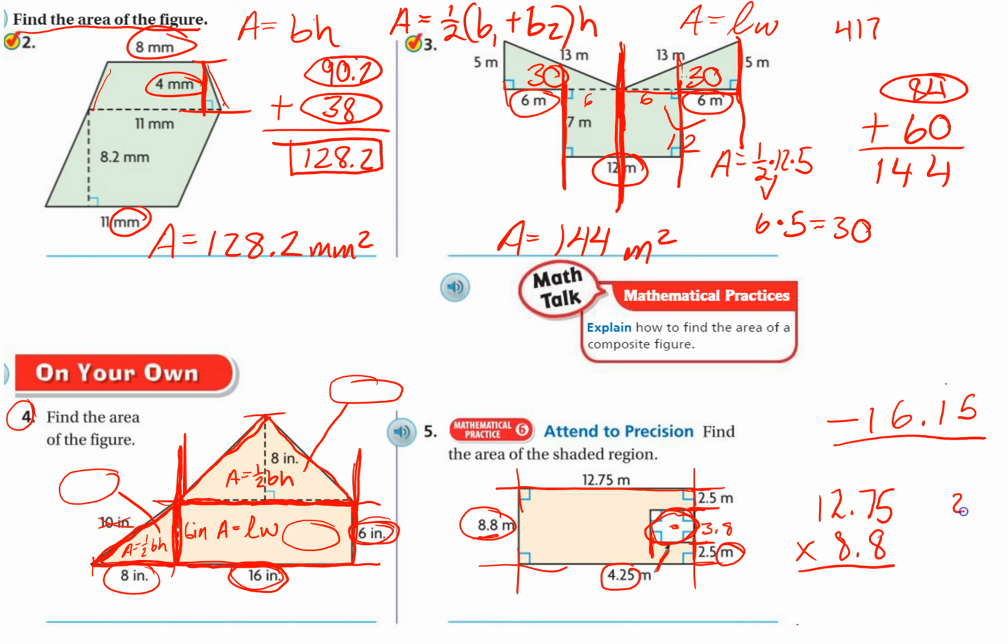Two numbers behind the decimal, one number behind the decimal. So I got to move my decimal over 3. I know my answer is going to be around 100. What is it? Around 108. A little bit bigger than 108.